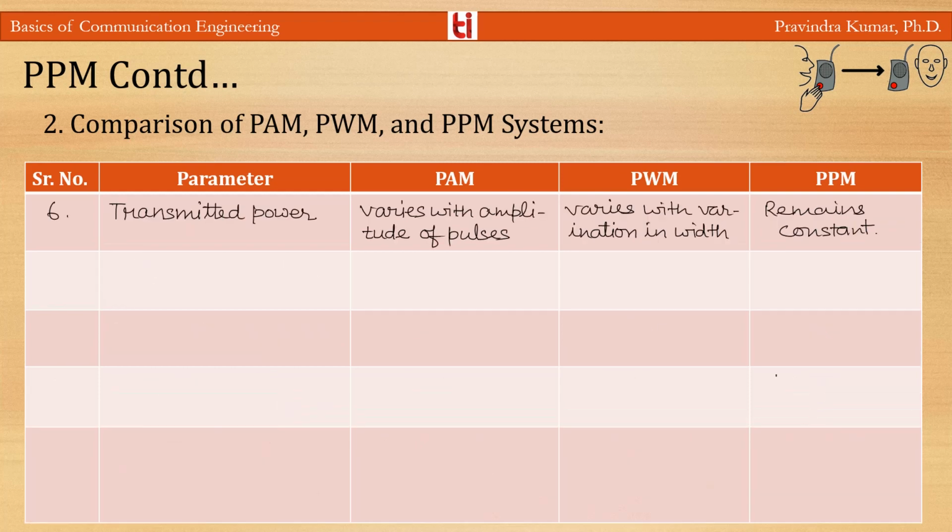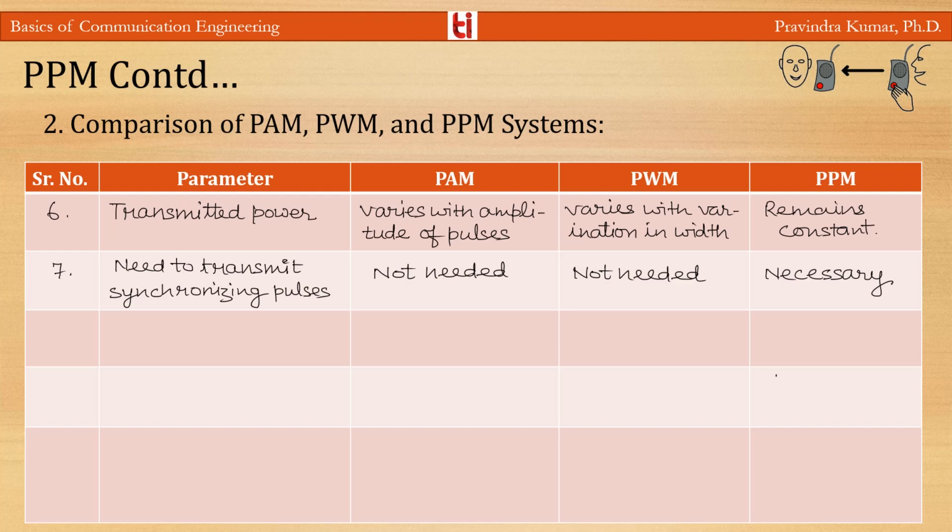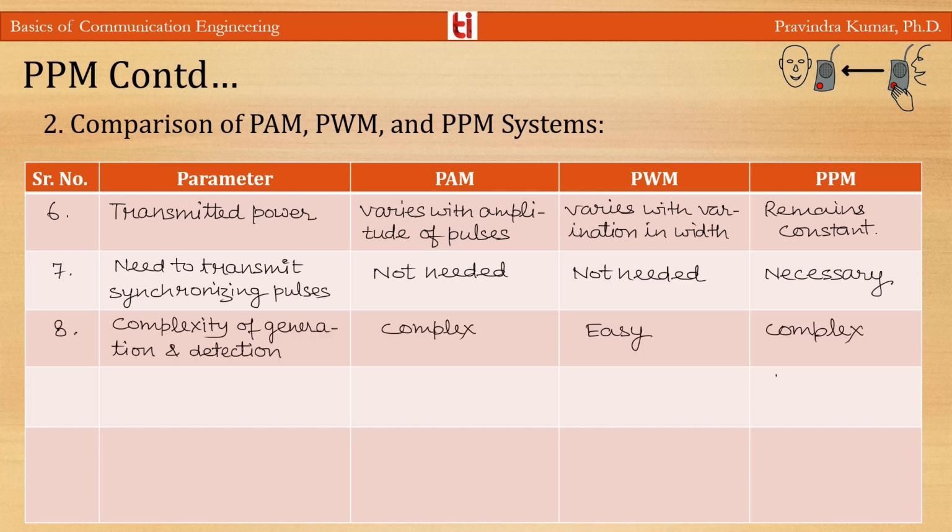Now if we talk about the transmitted power, in PAM the transmitted power varies with the amplitude of the pulses, in PWM the transmitted power varies with the variation in the width, and in PPM the transmitted power remains constant. And if we talk about the need to transmit synchronization pulses, in PAM there is no need to transmit the synchronizing pulses, in PWM there is also no need, but in PPM it is necessary to transmit the synchronizing pulses.